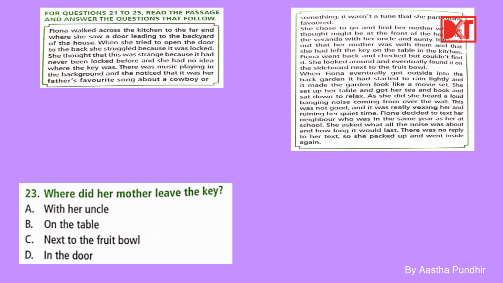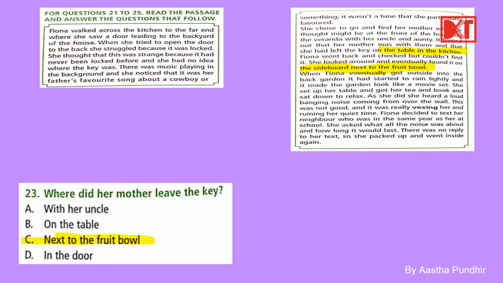Now, it turned out that her mother was with them and that she had left the key on the table in the kitchen. But after that, what happened? Fiona went back and checked but couldn't find it. She looked around and eventually found it on the sideboard next to the fruit bowl. So her mother must have forgotten where she had put it. So where was it actually found? C, next to the fruit bowl.